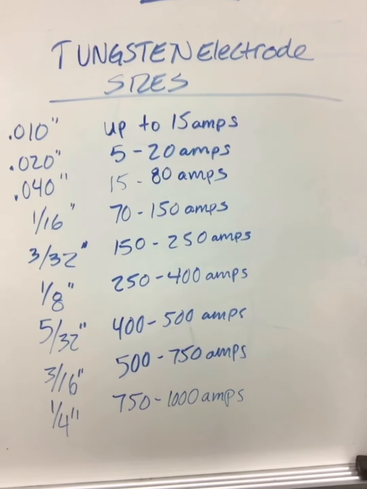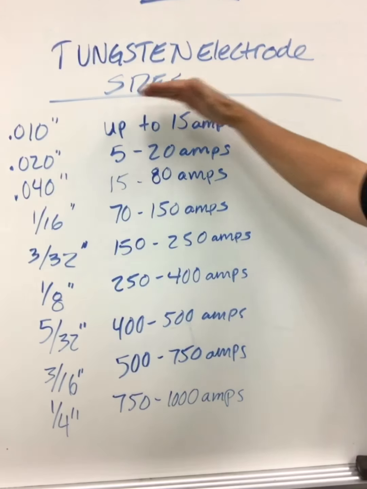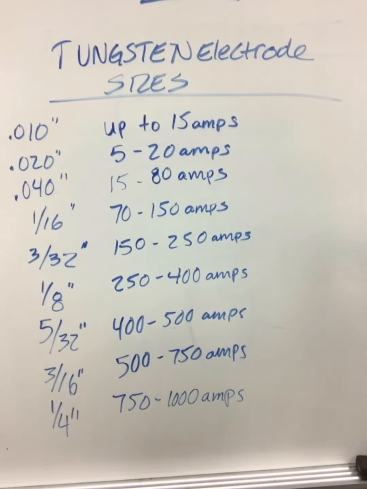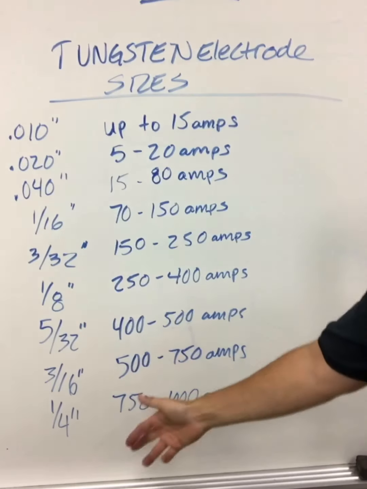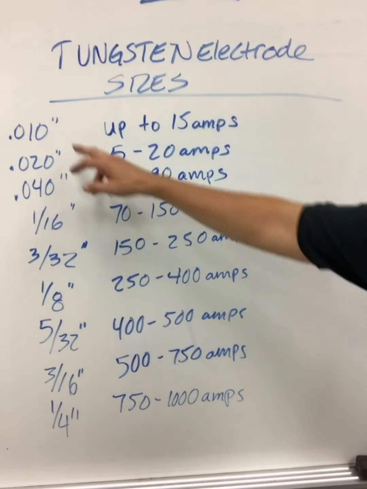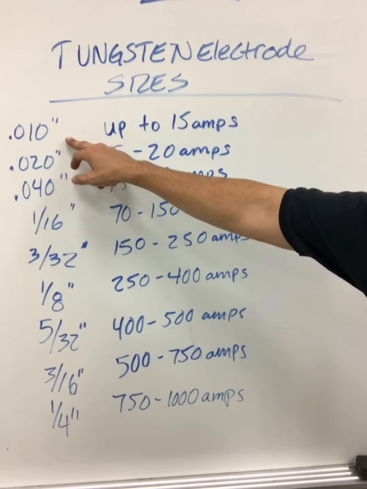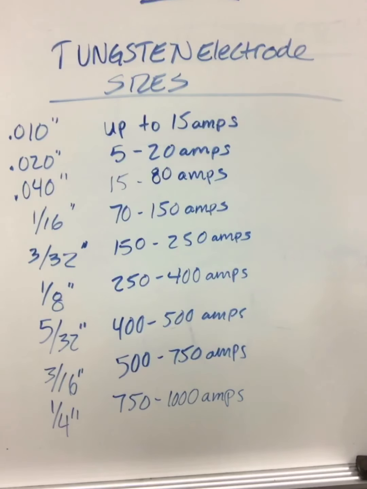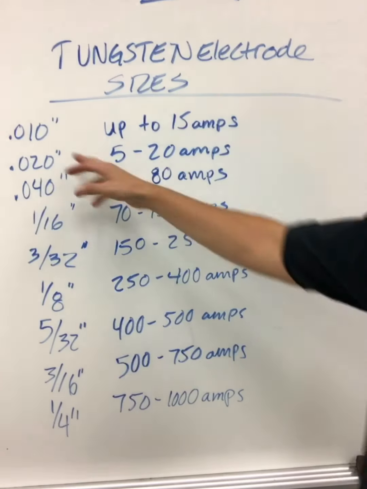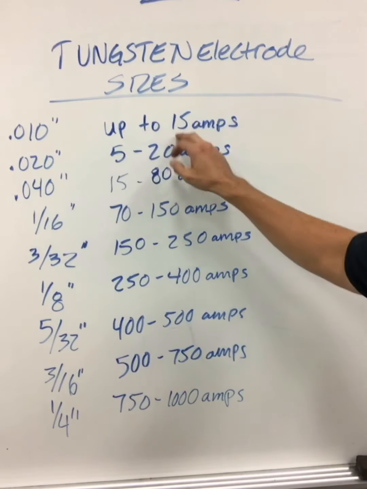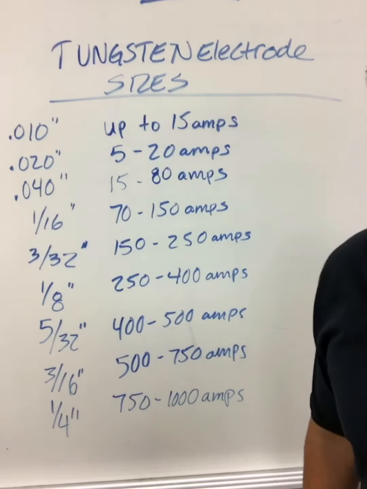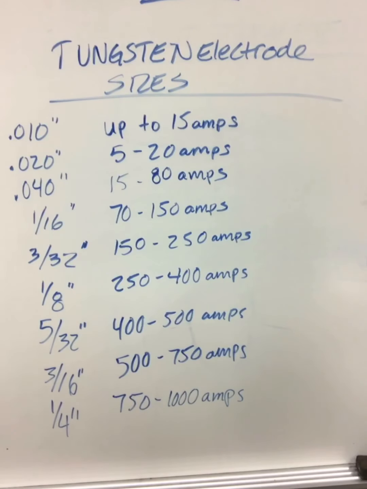So the next thing we're going to cover is the tungsten electrode sizes. So you'll see that we got a list here, and we're going to be able to find tungsten available from 0.010 of an inch all the way up to a 1/4 inch. If you find a 0.010, it's up to 15 amps. That's it. So we're talking about basically welding gum wrappers together.